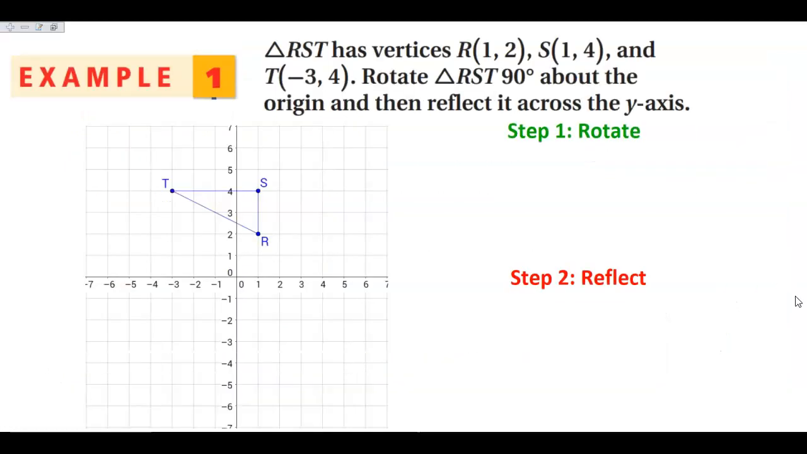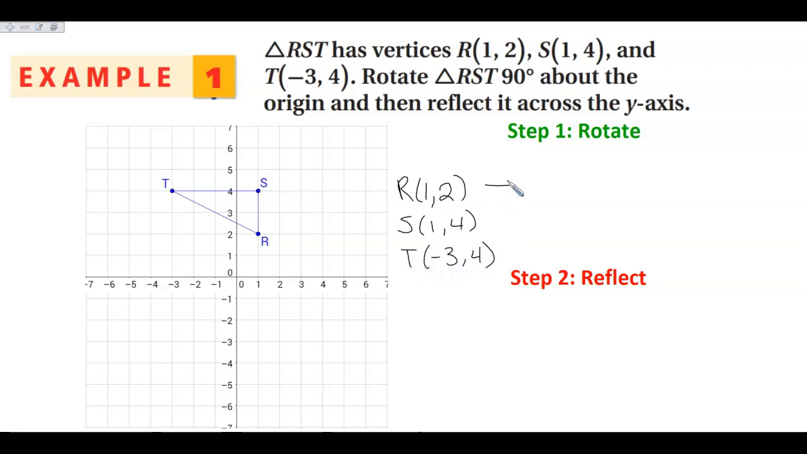So let's take a look at how we are going to do multiple transformations. We're going to start with triangle RST. RST has vertices 1, 2 for R. S is going to be at 1, 4, and T is going to be at negative 3, 4. So what I'm going to start with is writing those coordinates, but I'm going to leave a little bit of space up here. So I'm going to write my original pre-image points right here. So I'm going to have R, S, and T.